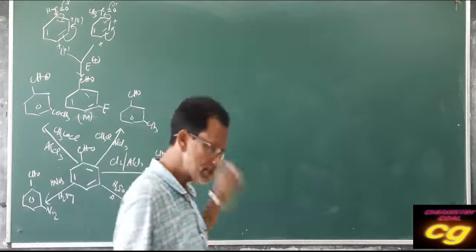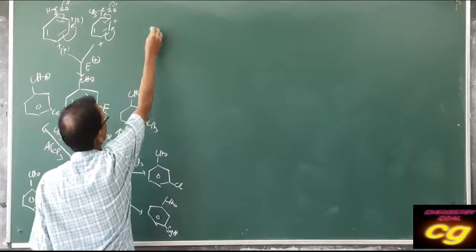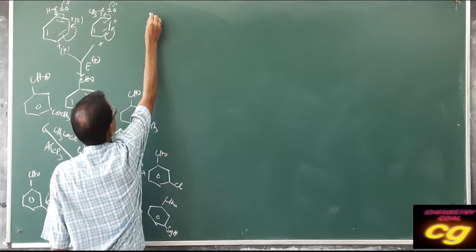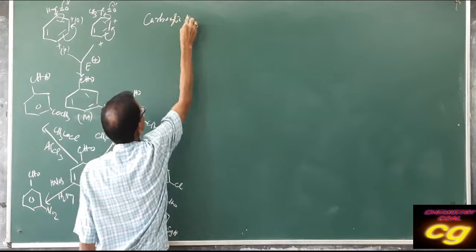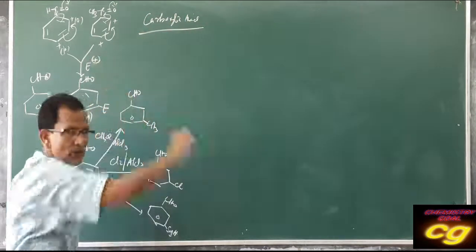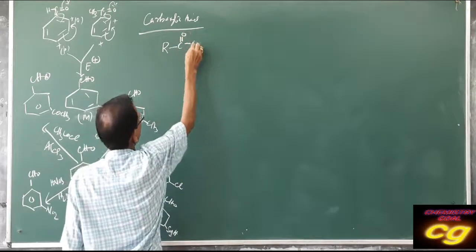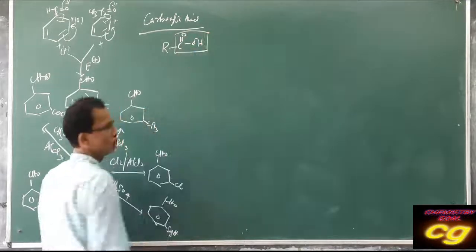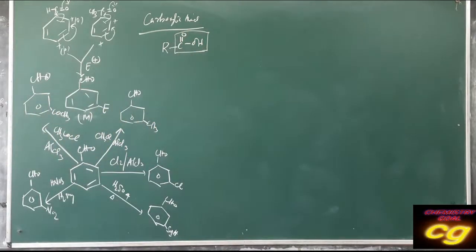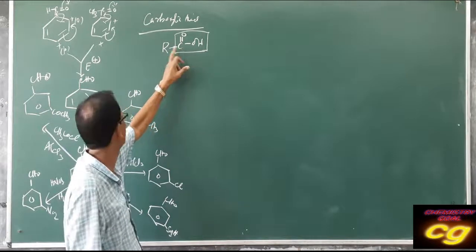The next important thing is, how can you prepare carboxylic acid? The preparation of carboxylic acid. If you look at the structure of a carboxylic acid, all carboxylic acids contain this carbonyl group and OH group. This group is called the carboxyl group or carboxylic acid group. And this group also contains a carbonyl group like your aldehyde and ketone.